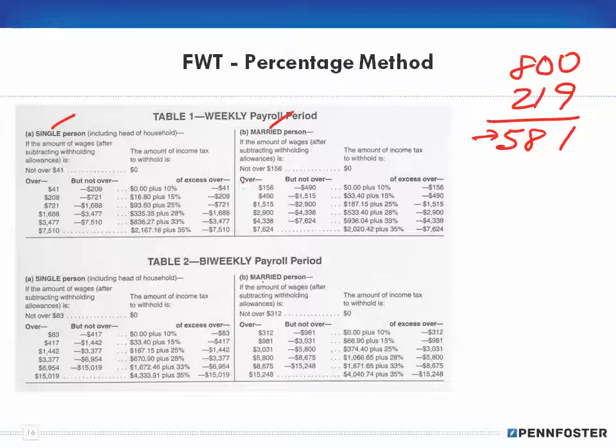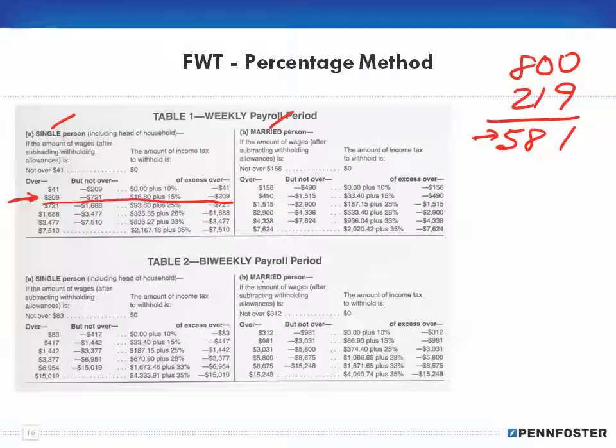Now I come down here, and I'm still going to stay married. Now let's use single. Yeah, let's use single. I come down here, and it works the same exact way. Okay, see, this is not over 41, so if you have less than $41 of taxable income, you're going to pay 0 in withholding. But we have actually 581 here, so I'm going to look in the over column and see, is it over 209? Yes. Is it over 721? No. So I'm going to use the 209 line right here.